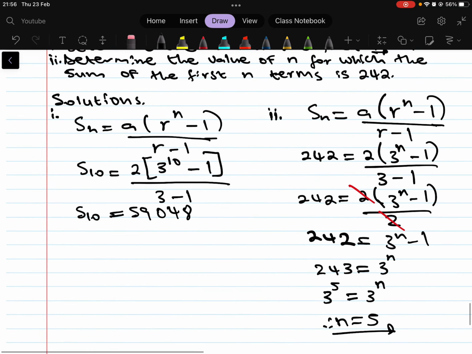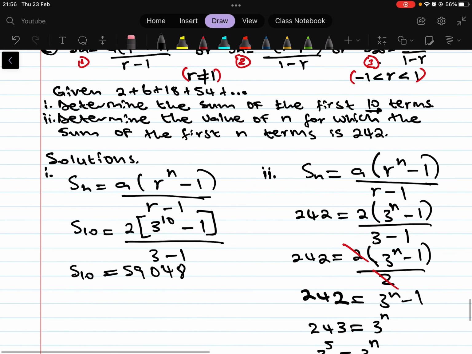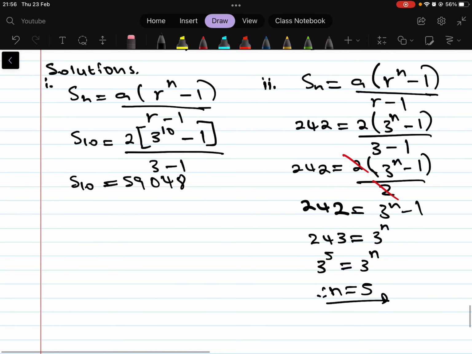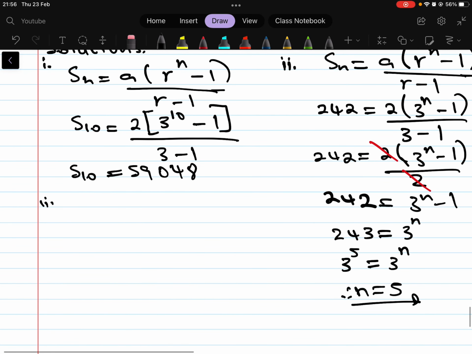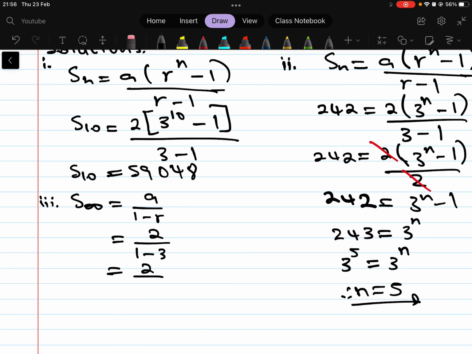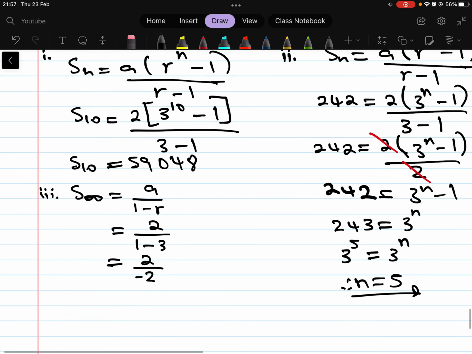And if maybe they were asking you to get the sum to infinity, not the sum of the first n terms or anything like that, they're just asking you to get the sum to infinity, what you will do is use the last equation. Sum to infinity equals a over 1 minus r, and then you know your a is 2, 1 minus 3, that is 2 divided by 1 minus 3 is negative 2. And then what is your sum to infinity? It's negative 1. Then you are done.